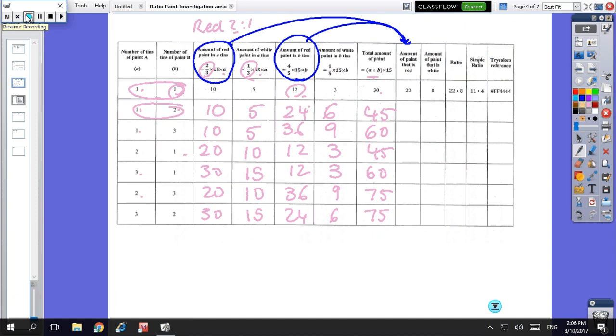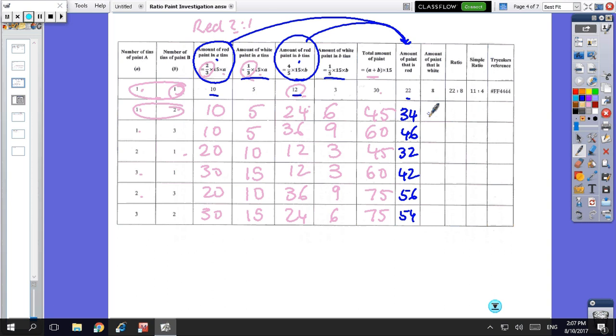So the first column is how much is red. We've got red from paint A and red from paint B, so 10 plus 12 is 22, and then you just add the numbers up. We've got 10 plus 24 equals 34, and we just keep going down: 46, 32, 42, 56, 54. And then the white is those numbers added together.